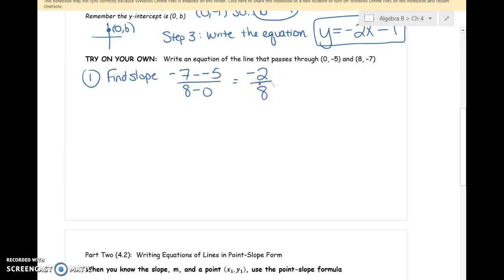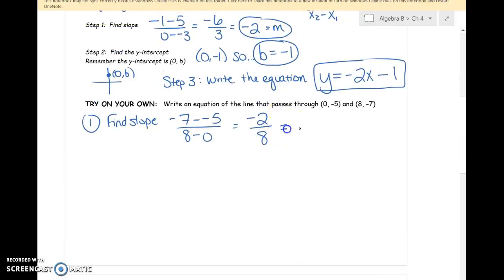Now, I have a feeling that this fraction simplifies. So if you don't know what it is off the top of your head, plug it into your calculator. -2, ABC 8. Caden says it's -1/4. Do you guys agree? -1/4. So our slope is -1/4.